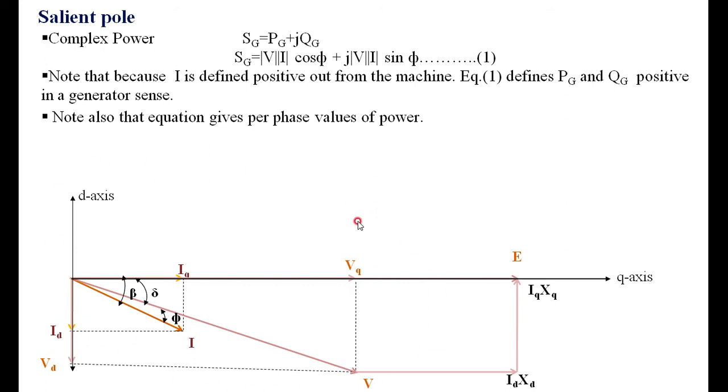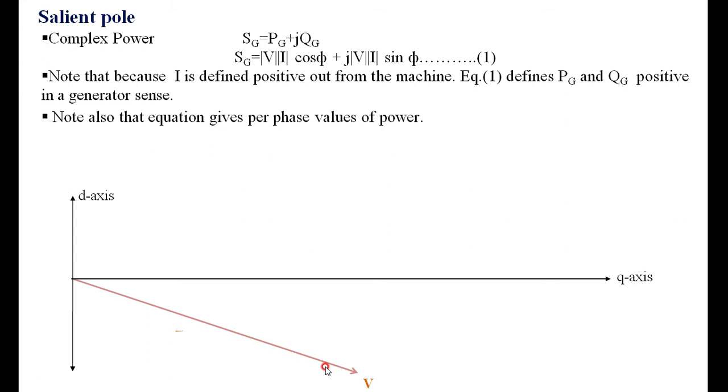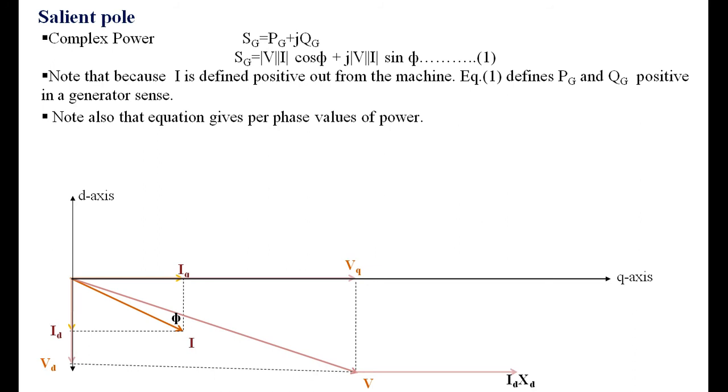First, you have to draw the vector diagram by taking into consideration V and I once again. Then you have to resolve phi into two components, and I am also resolving into two components. Then I am adding IDXD to V, then IQXQ, so that I will get E. Then I am defining the different angles between V and E, I and E, and V and I.